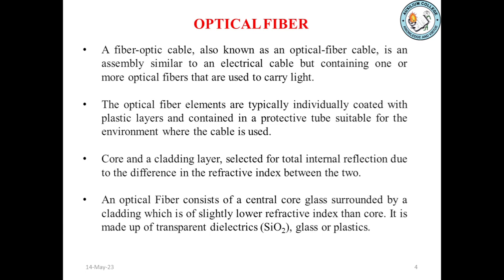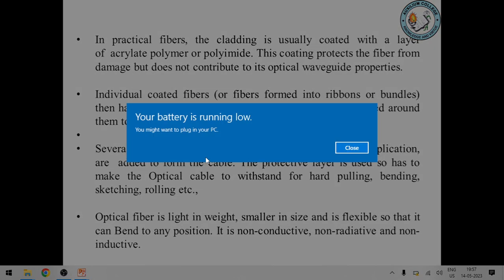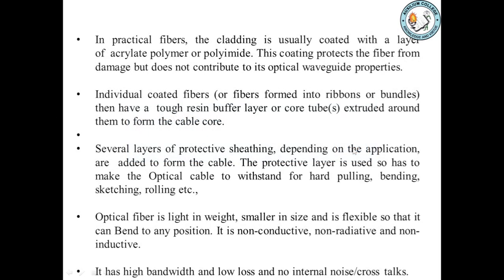Core and a cladding layer are selected for total internal reflection due to the difference in the refractive index between the two. An optical fiber consists of a central core glass surrounded by a cladding which is of slightly lower refractive index than the core. It is made up of transparent dielectrics: SiO2, glass or plastics. In practical fibers, the cladding is usually coated with a layer of acrylate polymer or polyimide. This coating protects the fiber from damage but does not contribute optical waveguide properties.